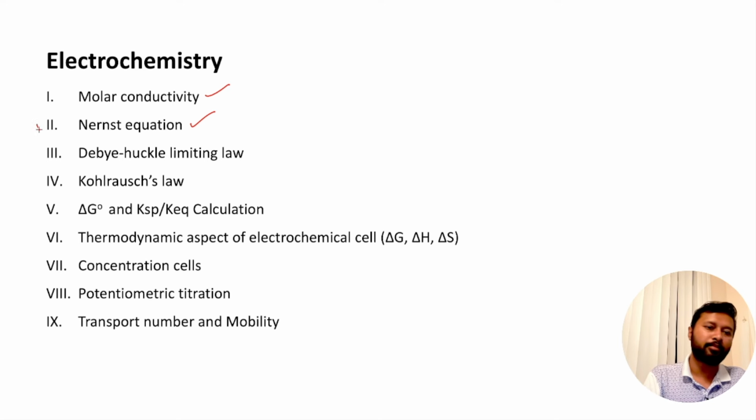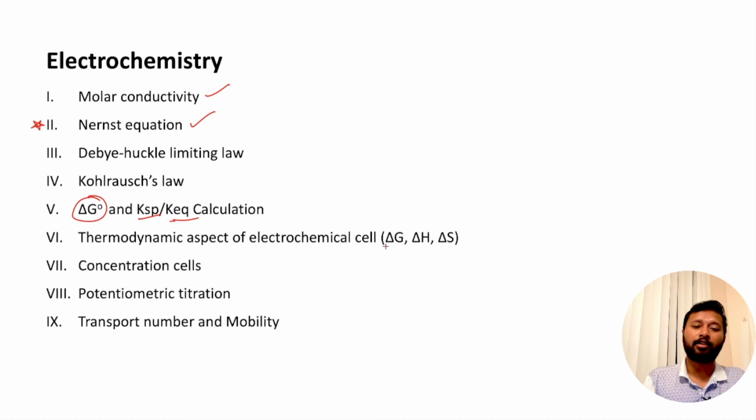Okay, so this is one of the most important, that's why I'm making a star over here. The Nernst equation you should never forget, or you should never leave if you are preparing electrochemistry. The Debye-Hückel limiting law is sometimes asked, sometimes not, but it's an important equation. Kohlrausch's law is again an easy and important equation. Then there are calculations or numericals based upon delta G calculation, Ksp, solubility product and equilibrium constant calculation.